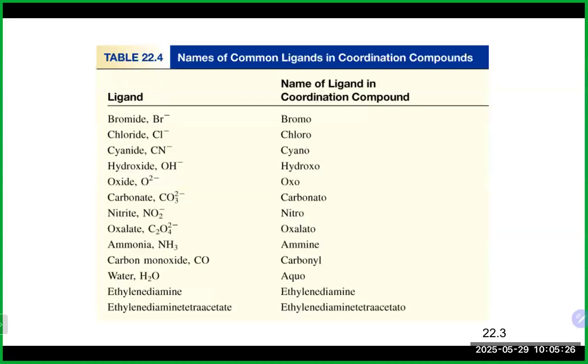Here's a few more of those names. Here you got carbonate, which is carbonato, oxalato, and carbonyl. This is ethylenediamine, which is here. Again, remember that that guy, en, is used both in formulas and also in names as well. This is actually EDTA down here, this guy as well.